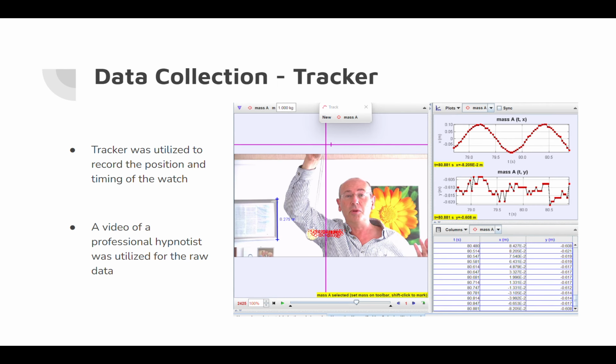Now getting to the data collection of the lab. The basis of this lab was a hypnotist, seen in the picture, swinging a pocket watch back and forth, and I utilized Tracker to record the position and the timing of the watch. As you can see on the X-plot, mass A's position clearly follows a sinusoidal wave where it goes back and forth, and it models almost perfectly motion moving back and forth, with the parallel force acting in the direction of motion, the perpendicular force pulling it back towards his hand on the chain, and the net force being the chain itself.